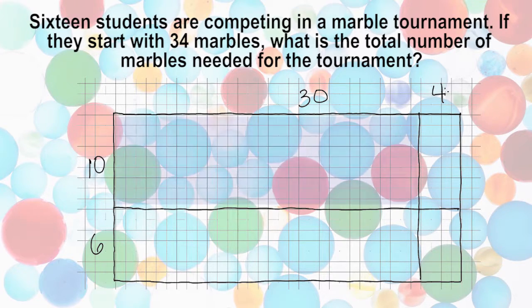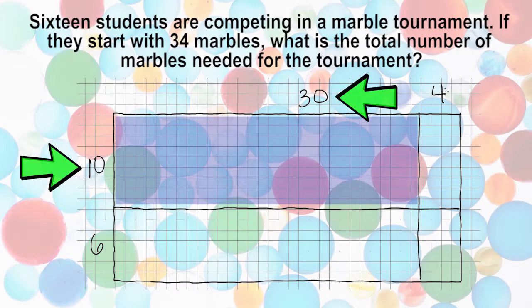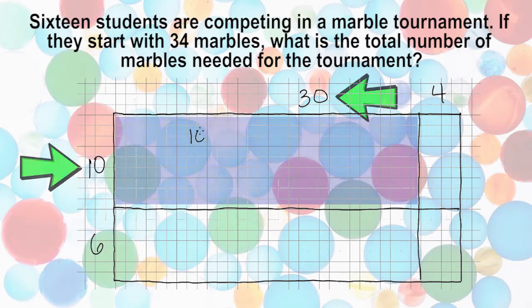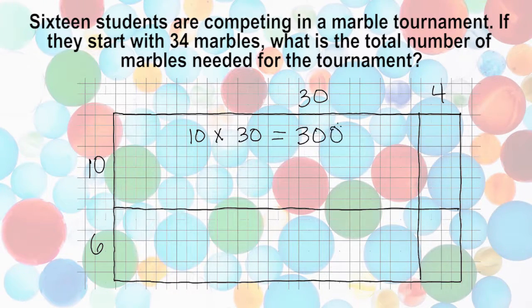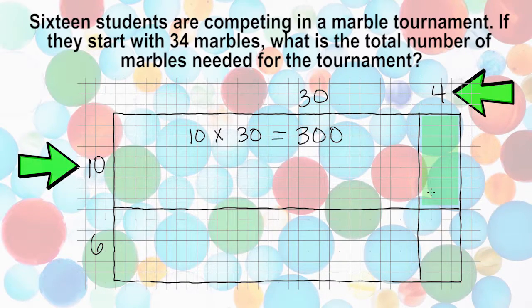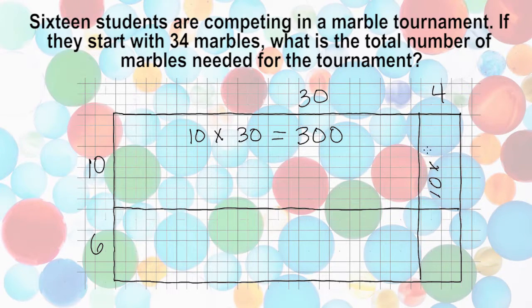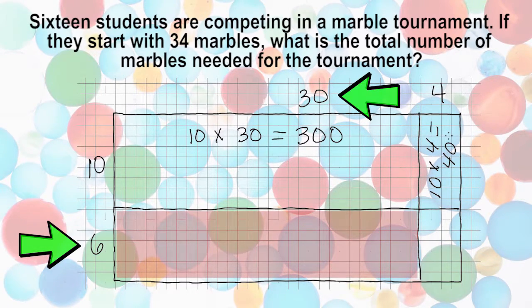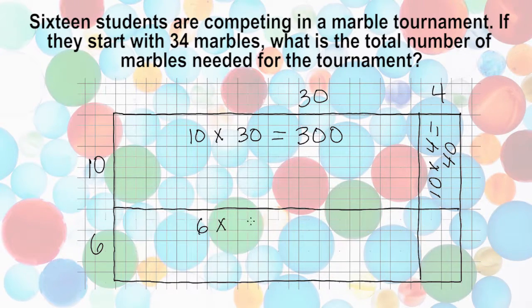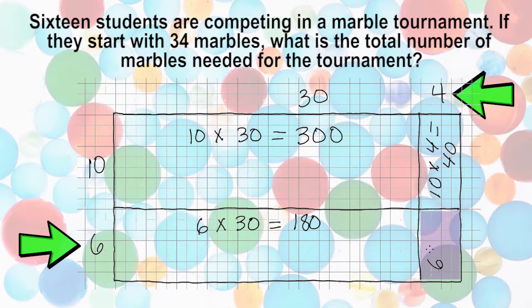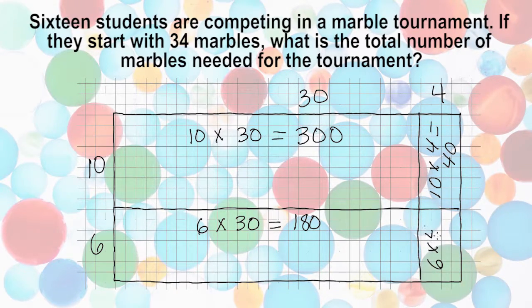Multiply the width and length of the upper left section, which is 10 times 30 equals 300. Write that equation in the box. Multiply the dimensions of the upper right section. 10 times 4 equals 40. Write that equation in the corresponding box. Next, multiply 6 times 30 and write the equation 6 times 30 equals 180 in the lower left box. Last, multiply 6 times 4 equals 24 for the total number of squares in the lower right box.